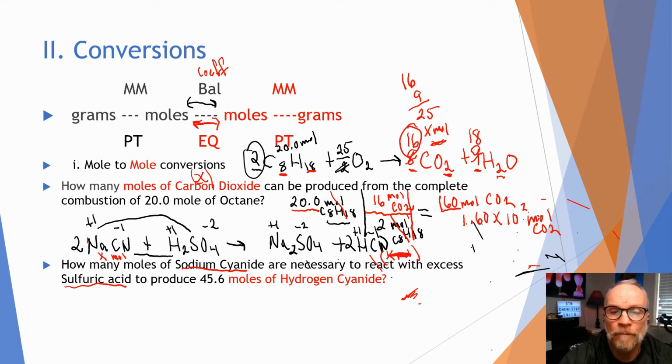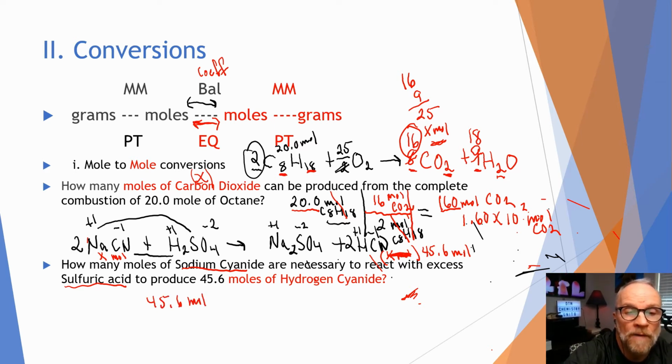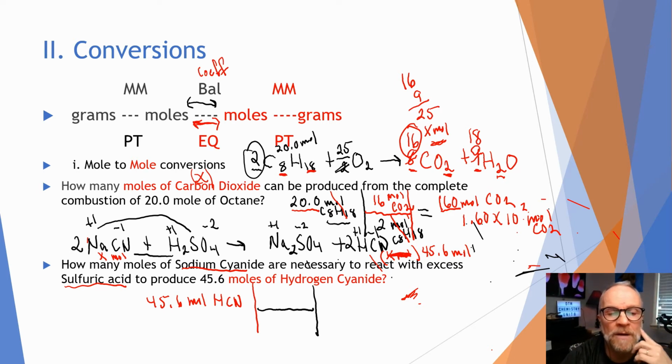So we're given here 45.6 moles of that guy. Okay. So you always write down what you're given. So we're given 45.6 moles of HCN. And this time we're solving for the reactant needed to make the product. So here, what goes on the bottom of my conversion factor? Well, I'm starting off with moles of HCN. So moles of HCN will go on the bottom. And then we're solving for moles of NaCN, or sodium cyanide.